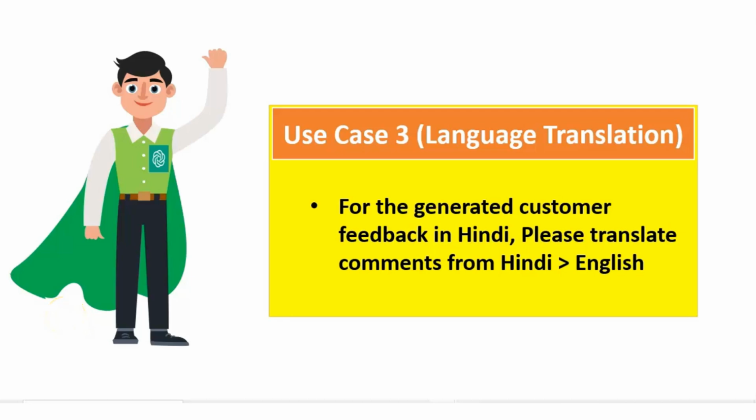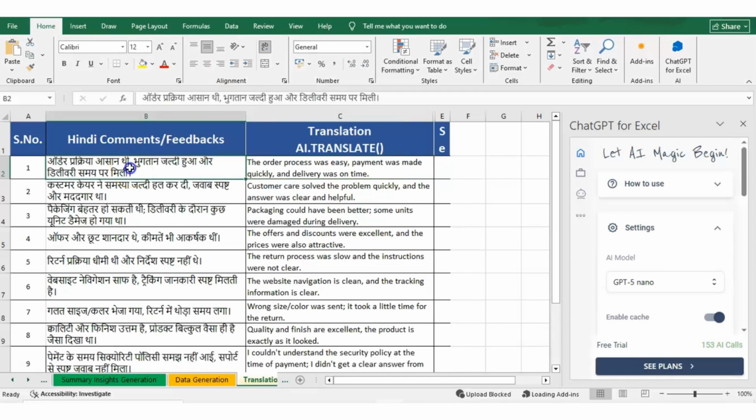Moving to our third use case, which is language translation. Here, we will use the customer feedbacks generated in the second use case to translate those feedbacks from Hindi to English language. So in column B, we have the Hindi comments or feedbacks which we have received as an output of use case 2, and we will translate these feedbacks from Hindi to English using the AI.translate function.